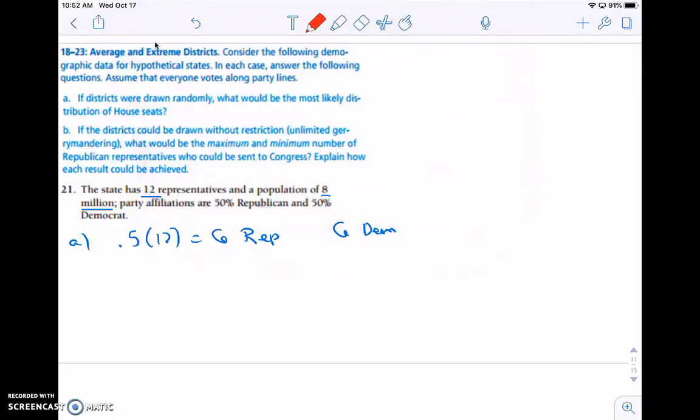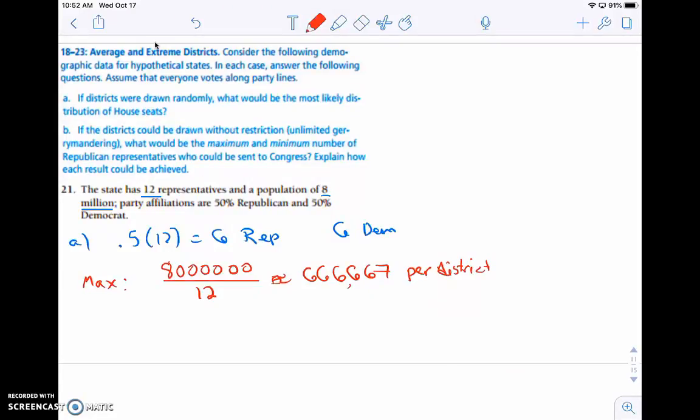So when we go through and look at the maximum for Republicans, we're going to take the total population, which is 8 million people, and divide that over 12 representatives to find out how many people should be in each district. I'm going to say approximately, round up to the nearest person, 666,667. So this is kind of people per district.